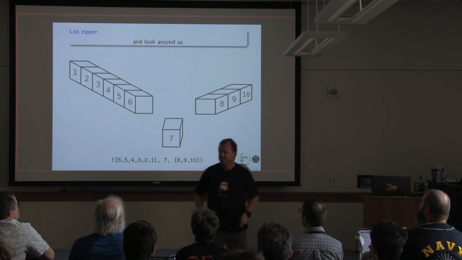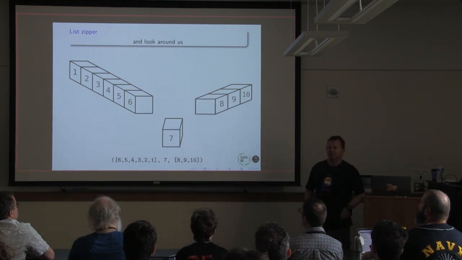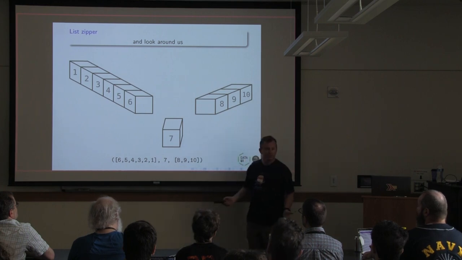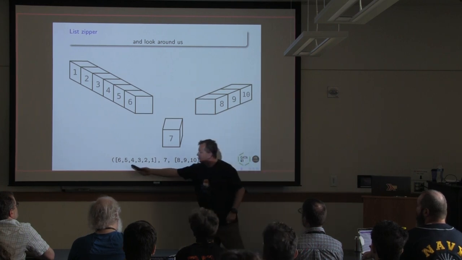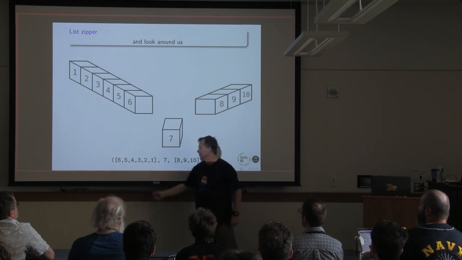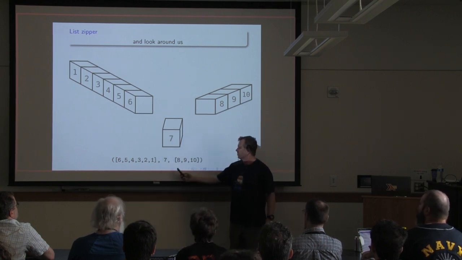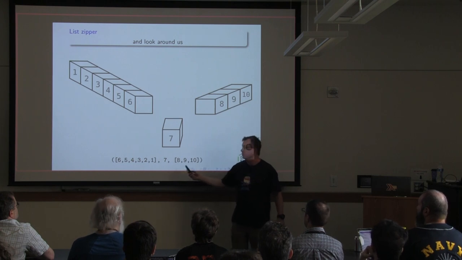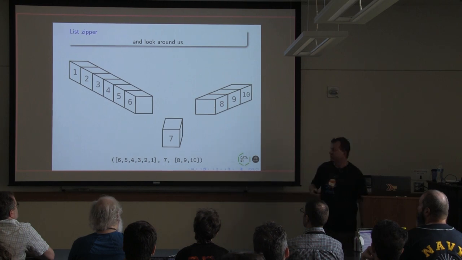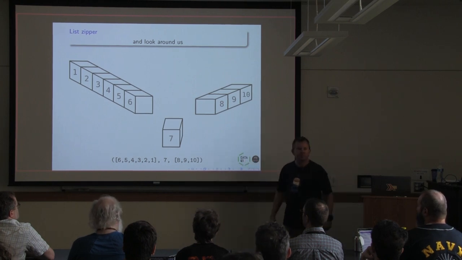I see 6, 5, 4, 3, 2, 1, 8, 9, 10, 7. Do you agree with that? So this is the value that I see. I see a triple. That's 6, which is immediately to my left, the head of the list. There's my focus, and that's my right. So my left, my focus, and my right, when I stand on this block here.